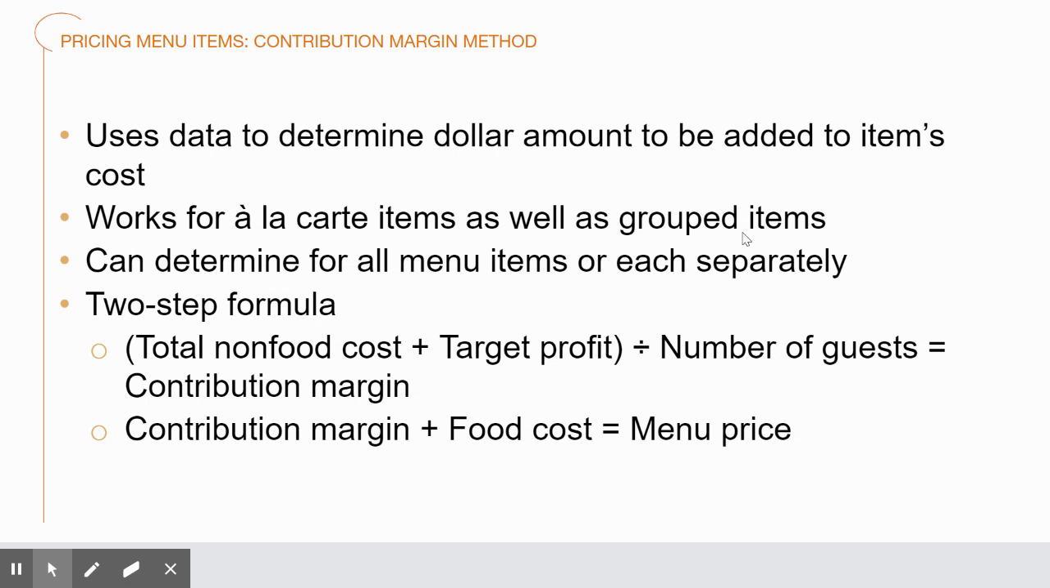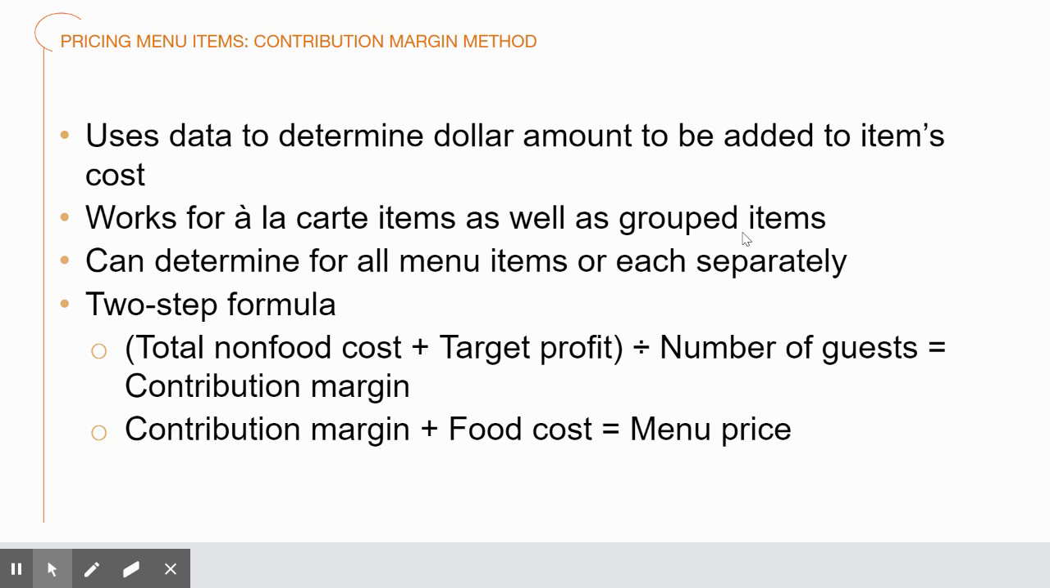The contribution margin method is a pricing method that works for a la carte menu items as well as menu items that comprise a meal, so soup, salad, and entree. This method uses operation-wide data to determine a dollar amount that must be added to each major menu item's food cost. The managers of a restaurant or food service operation can use the same contribution margin for all menu items, or they can calculate separate contribution margins for different menu categories.